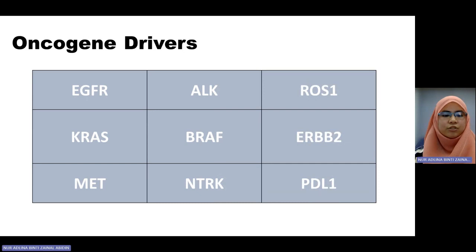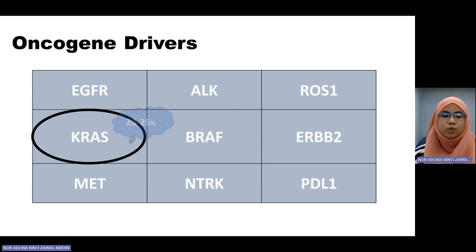These are the common oncogene drivers found inside lung cancer. There is EGFR, ALK, ROS1, KRAS, BRAF, ERBB2, MET, NTRK, and PDL1. According to the National Comprehensive Cancer Network (NCCN) clinical guidelines, clinicians are highly recommended to do molecular testing for these biomarkers if the patient has a confirmed lung cancer diagnosis from the histopathology report on their biopsies. Today, however, we will focus more on the KRAS oncogene driver for lung cancer, which makes up 20 to 25% of the cases.